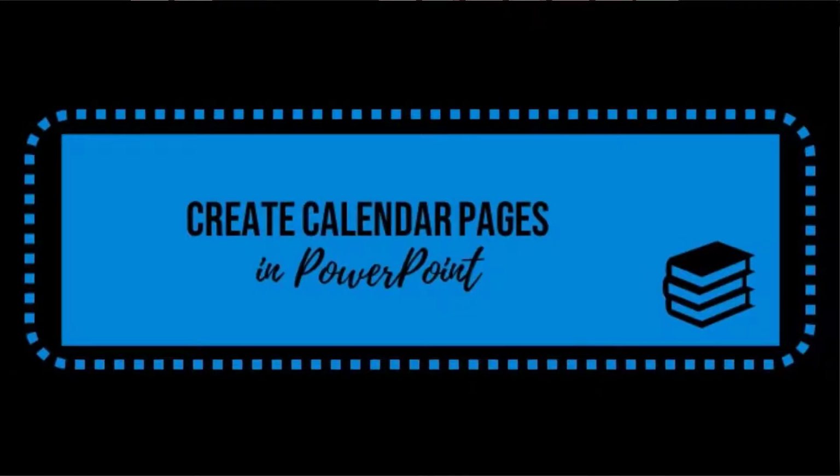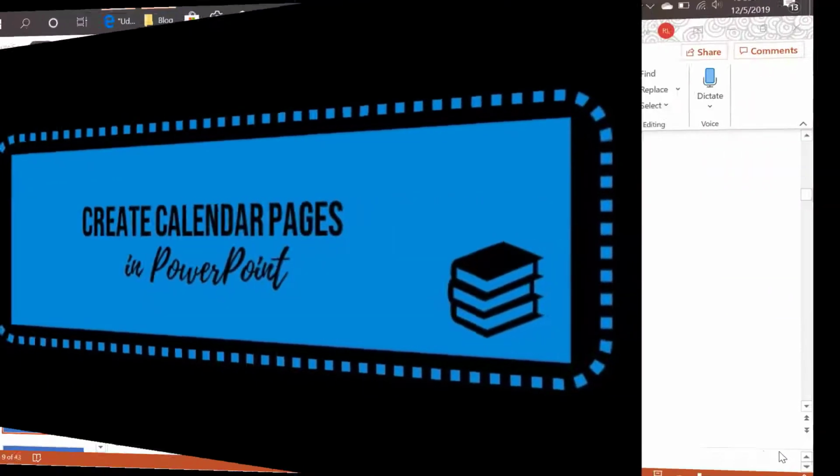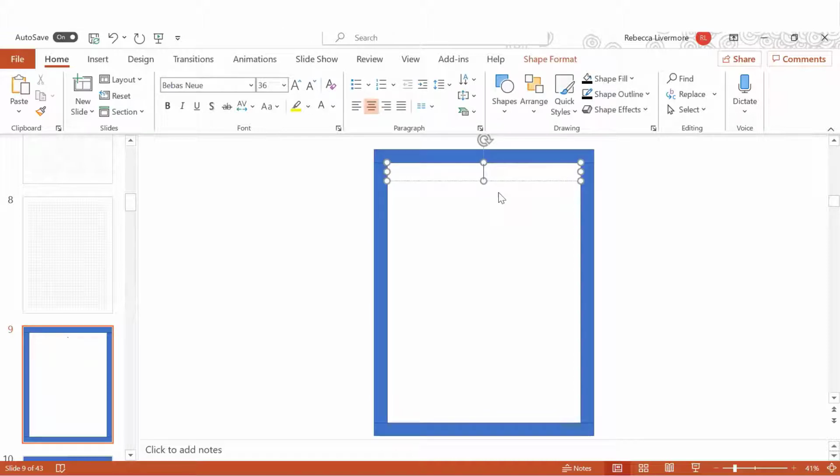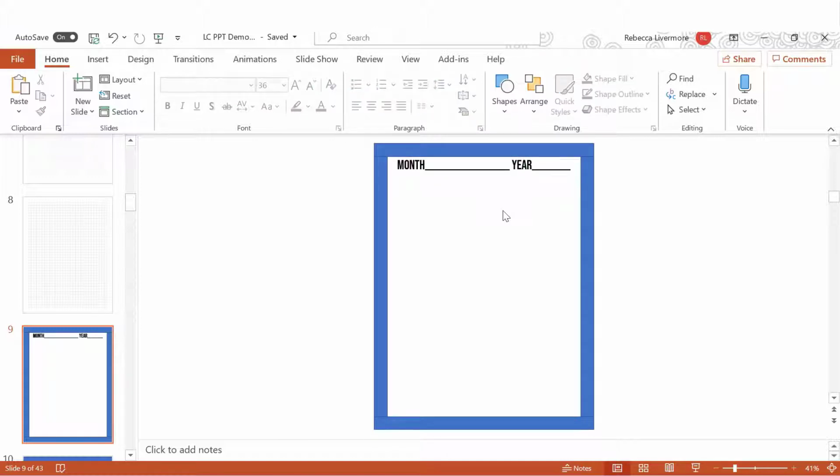Now let's look at how to create calendar pages. So I'm going to start with putting some text in, and as usual, just using a text box here, and I'm going to put month and year. If you were going to create a calendar for a specific month, obviously you could just put in the month, but I'm just creating a blank page that people could personalize themselves. So it's really up to you, however you want to do it.